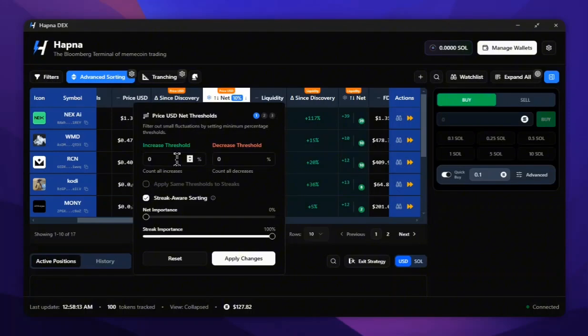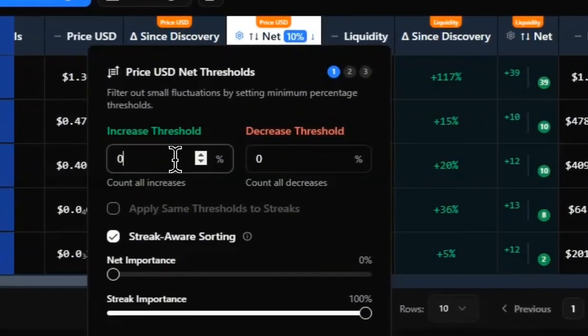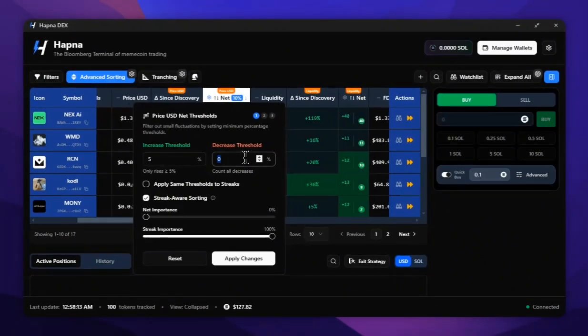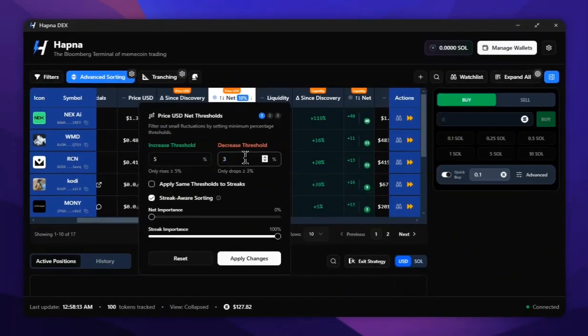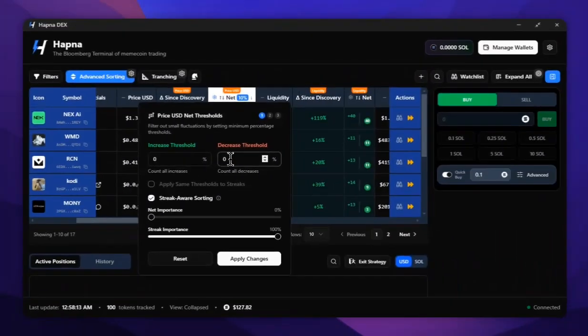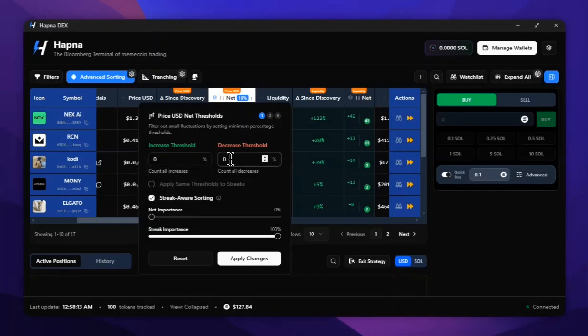And then you have here certain threshold controls. Like, for example, I only want the system to count increases that are above 5%, or I only want the system to count decreases that are below 3%. Got it? So this is really something that you can play with if you want to remove the noise, because some of the movements can only be for 1%, 2%. Maybe you don't want to really see those numbers translated as net increases or decreases or streaks. You can play with that.